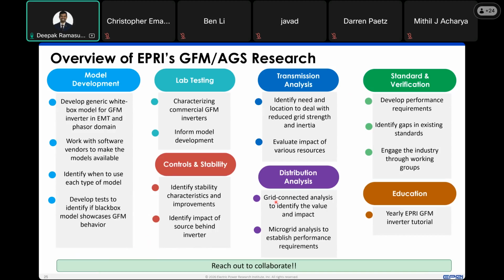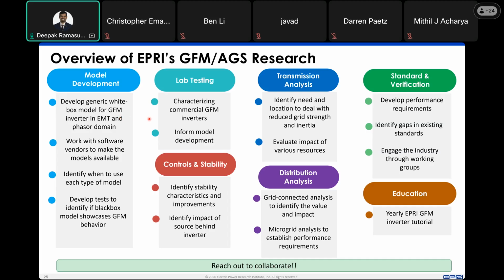So here at EPRI, we have a wide variety of other work going on in this particular space. If any of you wanted to collaborate, feel free to reach out to me. We have a lot of work going on in model development, and in trying to identify different kinds of capabilities and applicability of the model, developing methods and techniques to understand when to use a particular model, and when to really look at whether there is grid forming advanced grid support capability or not.